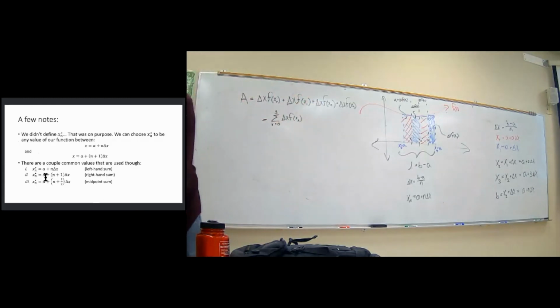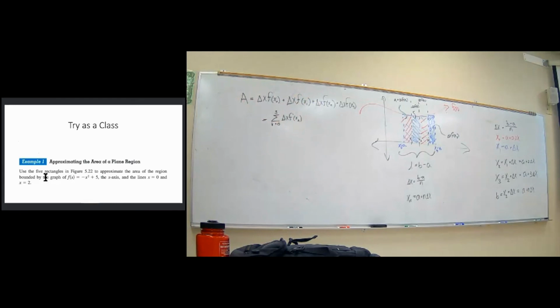So, jumping ahead into an example of how we're going to do this, we want to use 5 rectangles here to approximate the area bounded by the function negative x squared plus 5 between x equal to 0 and x equal to 2. Well, we can find the actual exact answer, right? That's pretty quick and easy. You just apply the definite integral. We just got done talking about that.